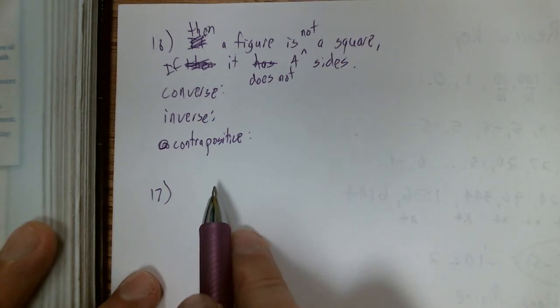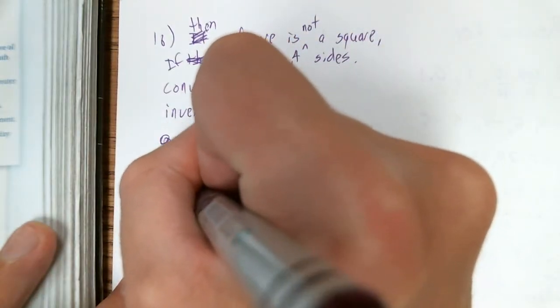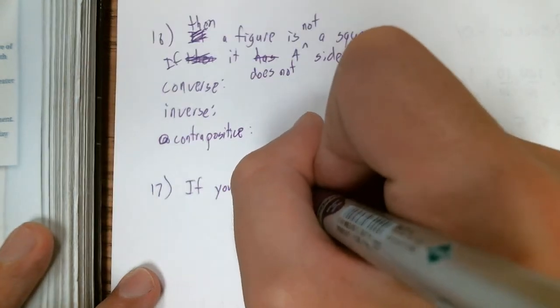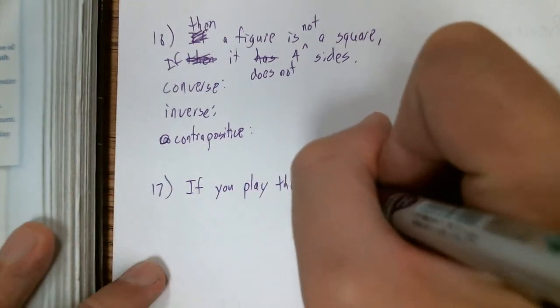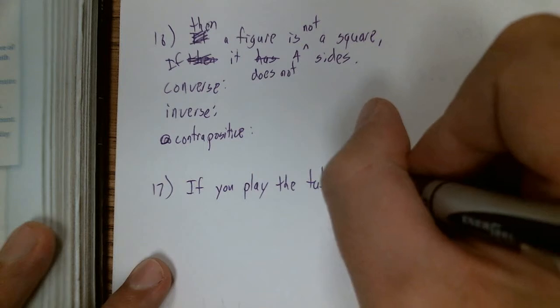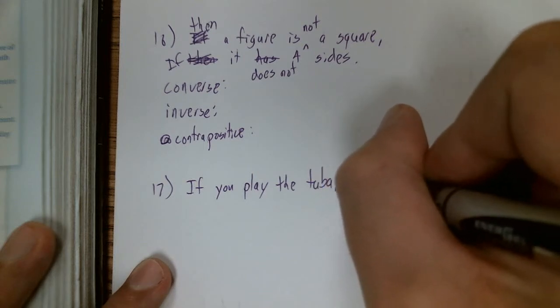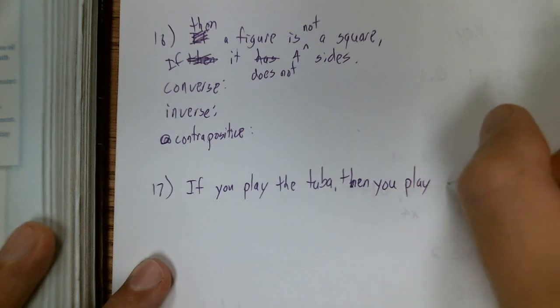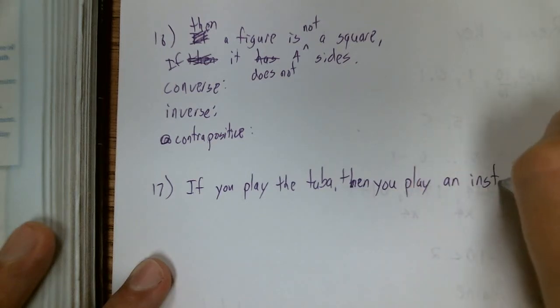Number 17. If you play the tuba, then you play an instrument.